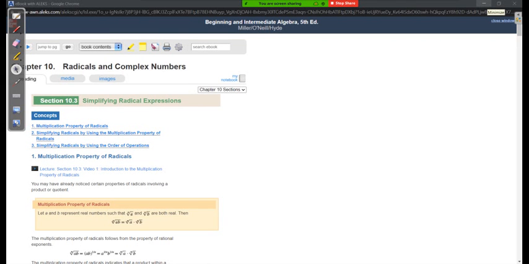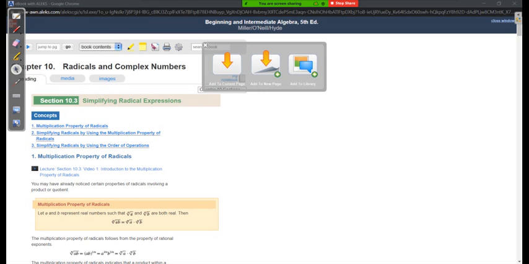Okay, so today's 10.3, simplifying radical expressions. All right, so all the things that we learned with our radicals, all the tools that we have involving radicals, we're not going to use them to actually solve.